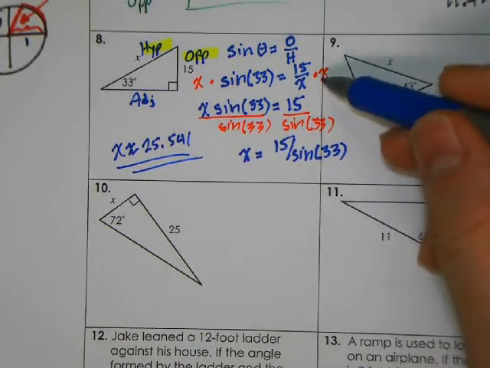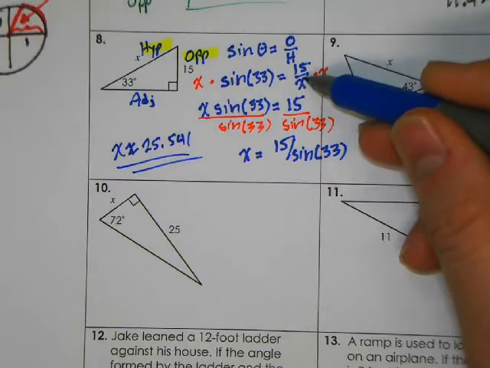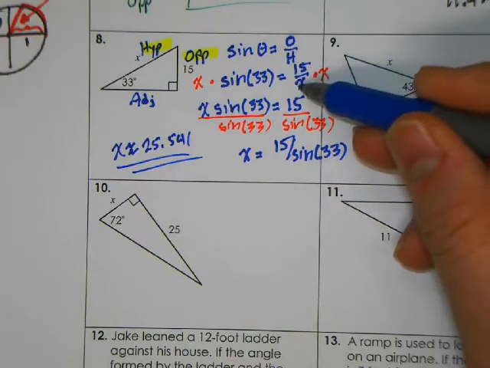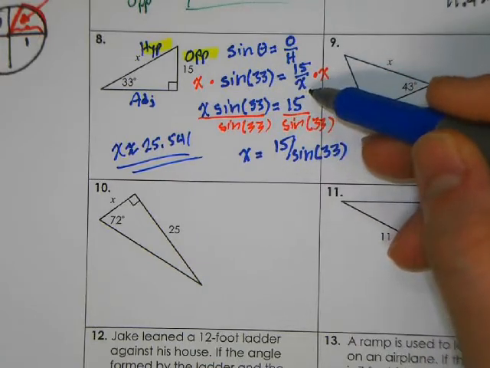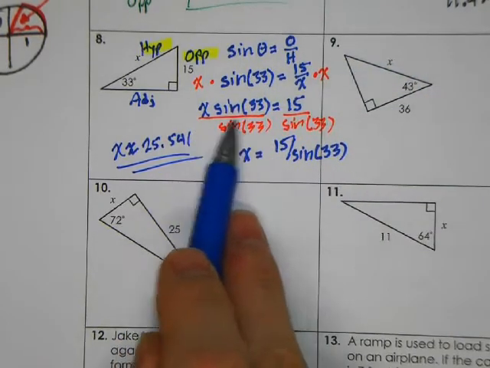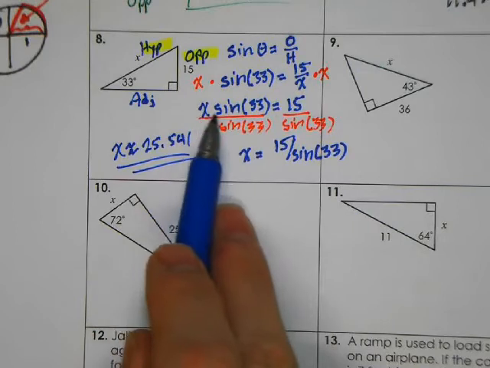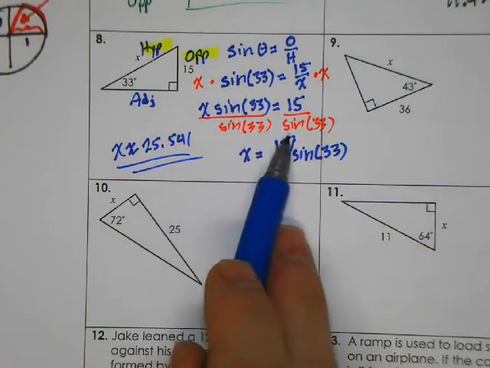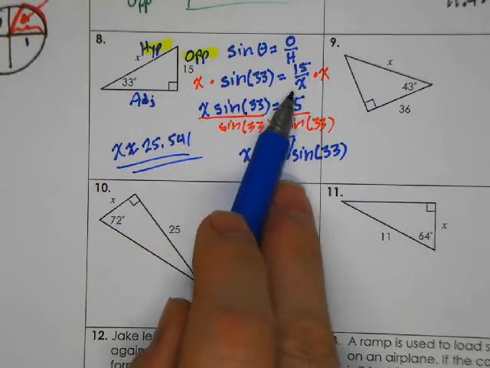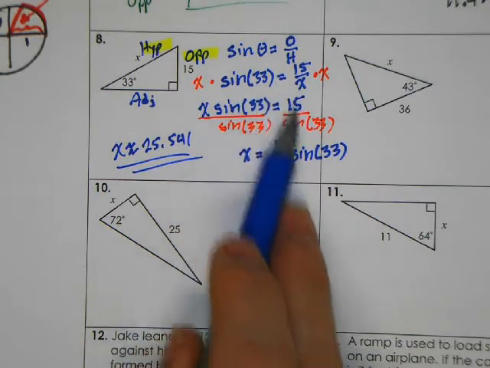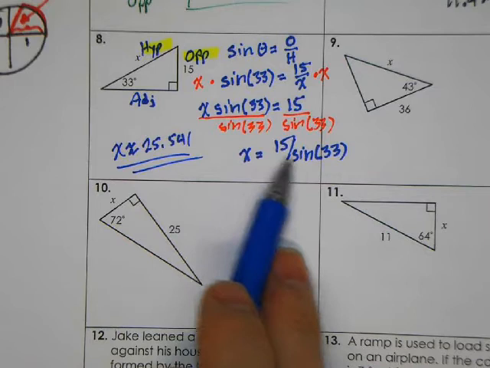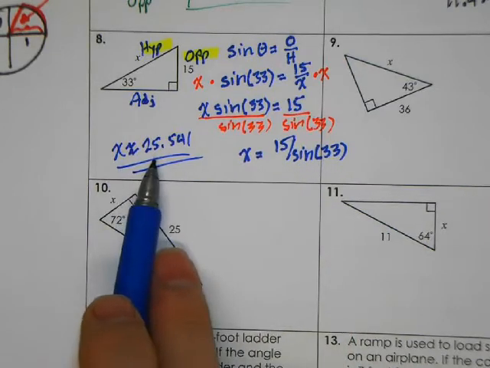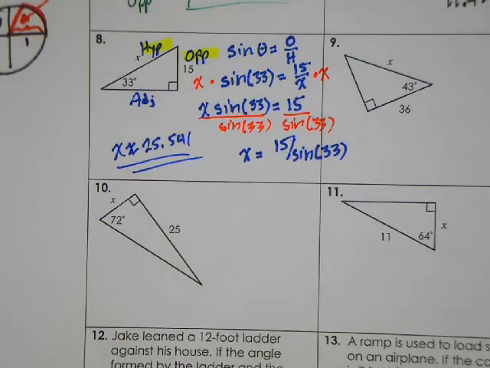So don't let your algebra skills fail you. We're still trying to solve for x. So in this case, x is in the denominator, so you have to multiply both sides to get it out of the denominator. And then at this point here, x is multiplied by this value here, so we have to divide by it. And ultimately what you're going to recognize is that these two things wind up trading places. And x is equal to 15 divided by sine of 33 in this case, and we wind up with this.